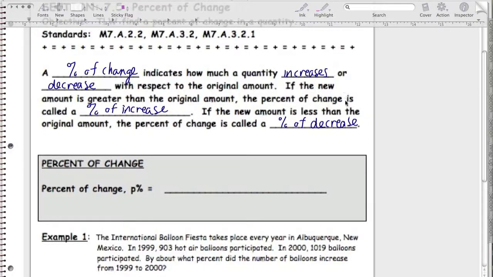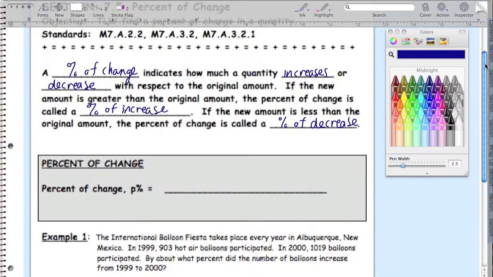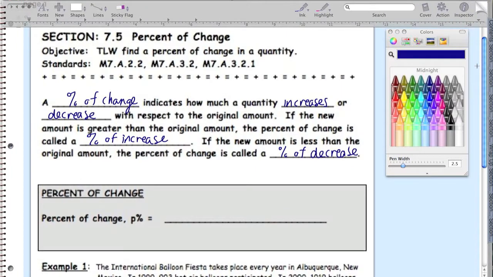Section 7.5, percent of change. A percent of change indicates how much a quantity increases or decreases with respect to the original amount. I've already filled in a lot of these words, so you can go ahead and copy them in. If the new amount is greater than the original amount, the percent of change is called a percent of increase. If the new amount is less than the original amount, the percent of change is called a percent of decrease.